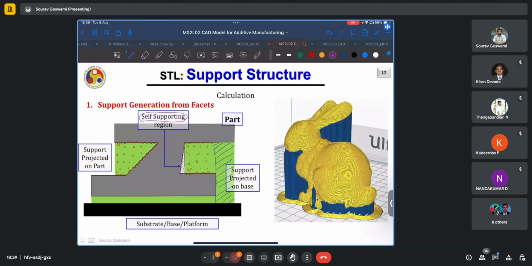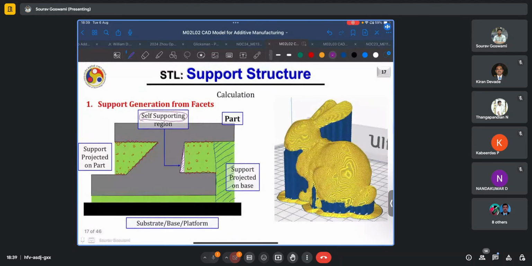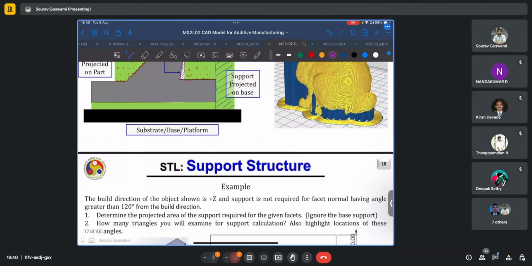And we see a similar example for the geometry of this bunny on the right. We see how from the ears, the support structures which are generated get subtended onto the body itself, whereas from the other regions, such as from its face or from its tail, the support structures are projected onto the build substrate.